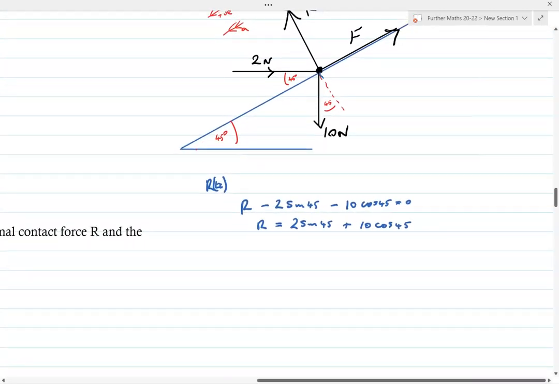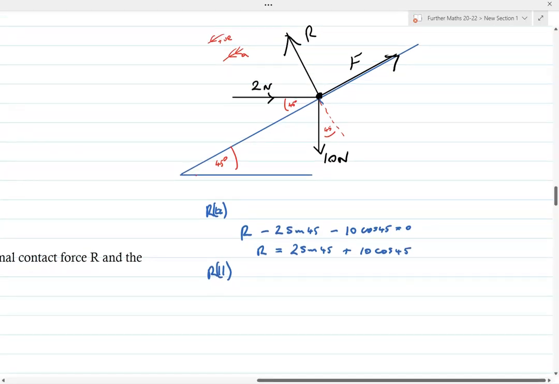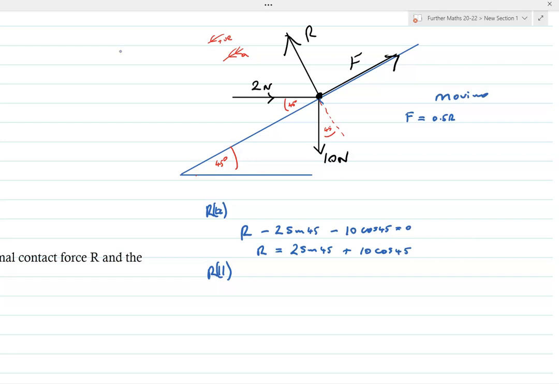Now our resolving parallel equation is going to be similar to before, but now we can say that F equals mu R in this particular situation. We can say F is equal to 0.5 R because it's moving. It's accelerating actually, but it's moving. So F equals mu R now. As I've mentioned before, that's why I think so many students just always write F equals mu R even when it's not. So F equals 0.5 R.